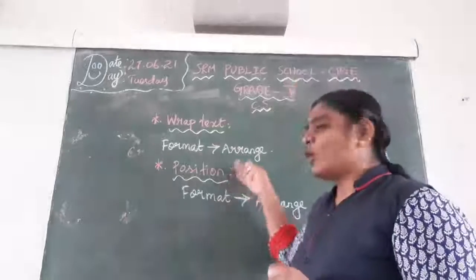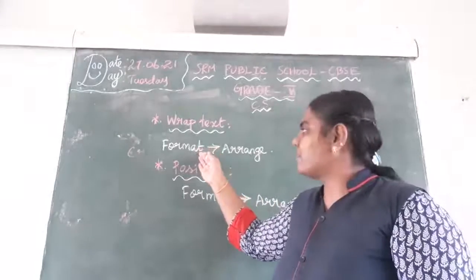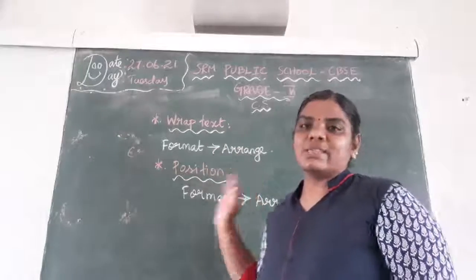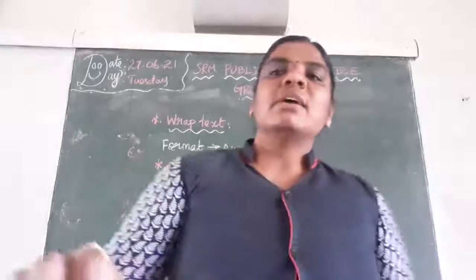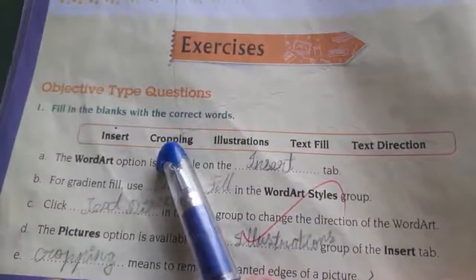So both of these options are available on the format tab. In this format tab we can use the arrange group. Understand? Now read the book back exercises. Look at the screen. First Roman, fill in the blanks.